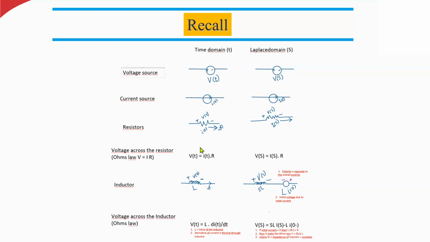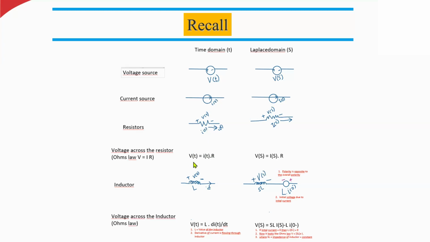So this is just following Ohm's law. It's not something special. If you want to write the formula for the voltage drop across the resistor, you can use the V is equal to IR format. So v of t is equal to i of t times R. It means the voltage drop across the resistor in time domain is equal to the current flowing through this resistor, small i of t, times R. R is the resistor value.